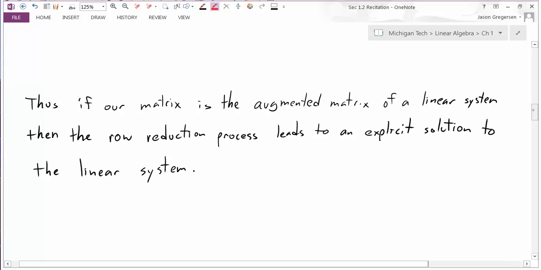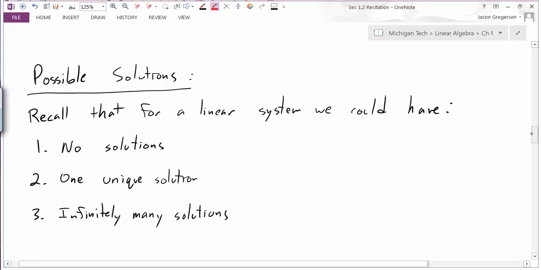But in that last case, the system was very easy to write out. I just had x1 equals 1, x2 equals 2, x3 equals 3. I had one unique solution. But we know for linear systems, that's not always the case. In fact, we should recall that for a linear system, we could have no solutions, one unique solution, or infinitely many solutions.